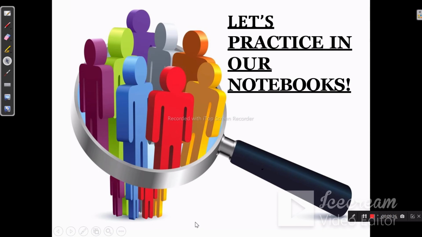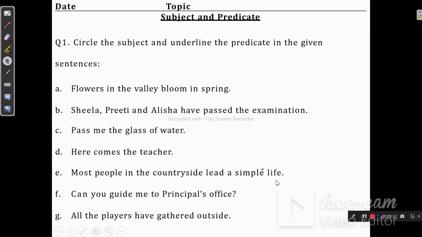Now let's have a practice session in our notebooks. This is the worksheet which has been created on the topic subject and predicate. I would like to request you to pause the video and copy this worksheet in your practice notebook and try to identify the subject and predicate in these given sentences. Now I hope you have found the worksheet on subject and predicate really easy. Now let's discuss the answers and cross check them.